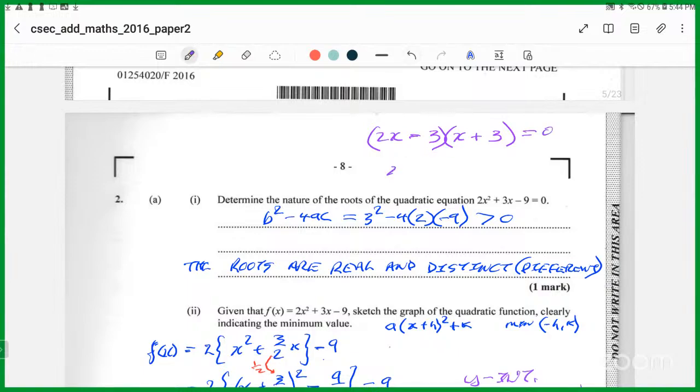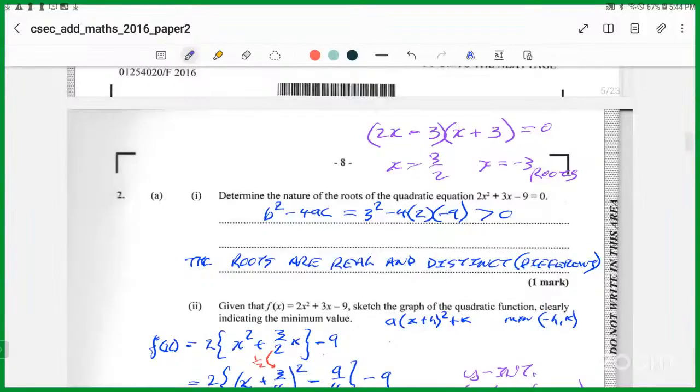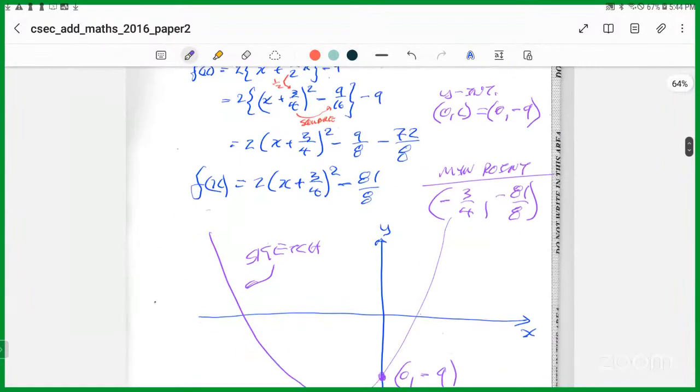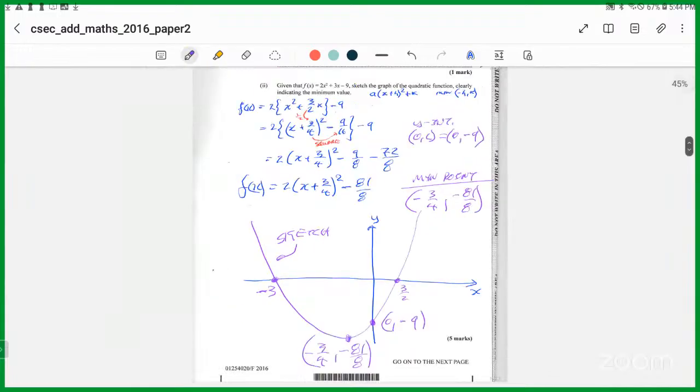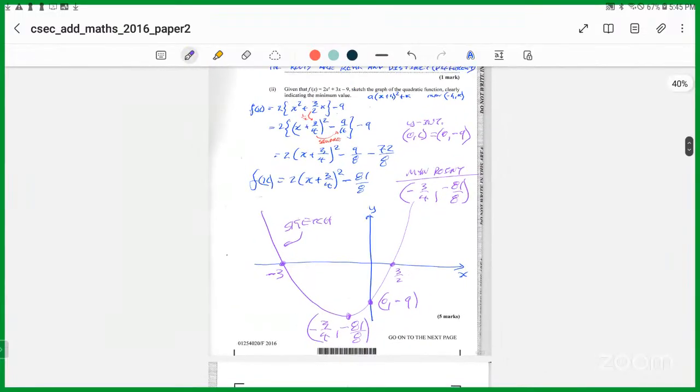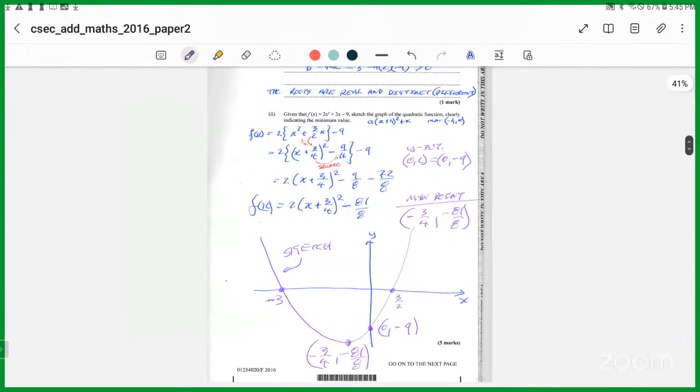The roots are, from this one, 3 over 2, and from this one, negative 3. These are your roots. Right here is 3 over 2, and right here is negative 3. You realize you can get them so easily. I didn't specifically ask for them, but since it's so easy to find, might as well. Very good.